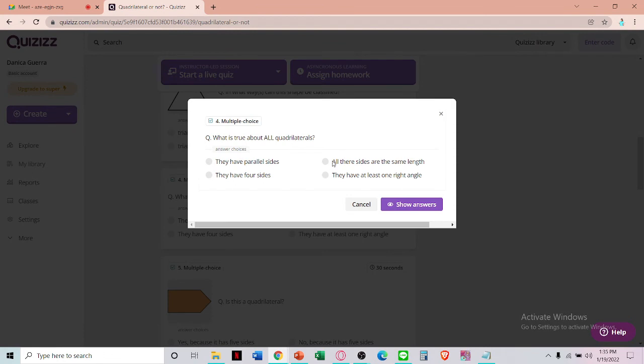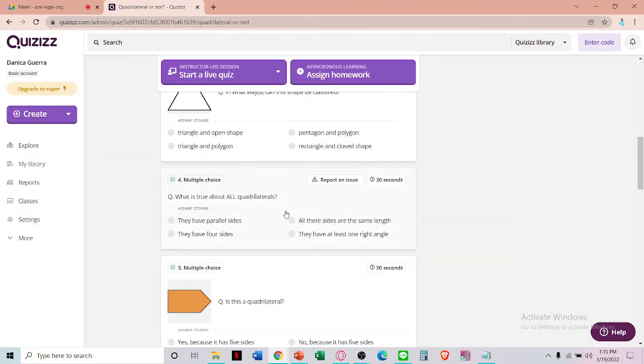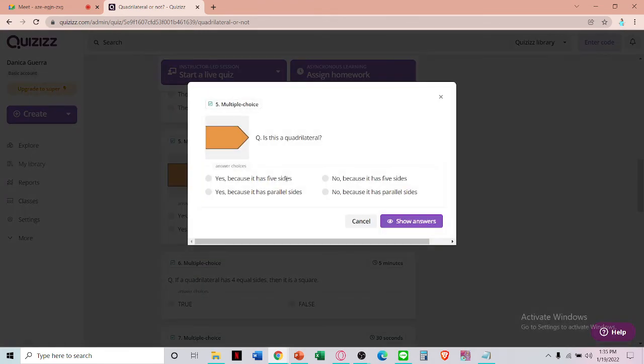Next. What is true about quadrilaterals? Parallel sides. So you say parallel sides, they are all the same. All the sides are the same length. They have 4 sides. They have at least one right angle. They have 4 sides. Yes. Is this a quadrilateral? Yes. Are you sure? No, because it has 5 sides.